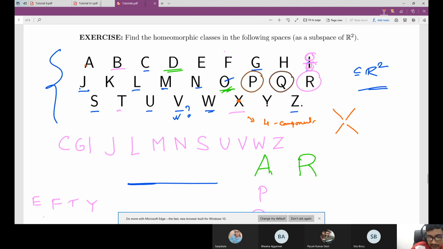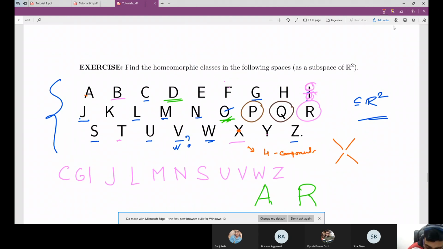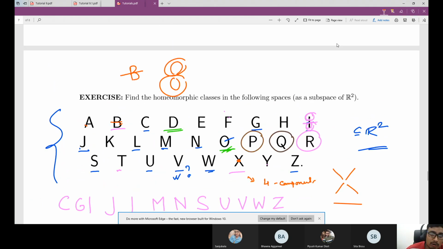In fact, for any other spaces, if you delete a point from here, the space will still be connected. But if you delete a point from here, with B like this, your space will be like this one and this one. Therefore, it has 2 connected components, but X has 4 connected components. Therefore, X and B are not homeomorphic. Using this kind of arguments, you have to prove it.